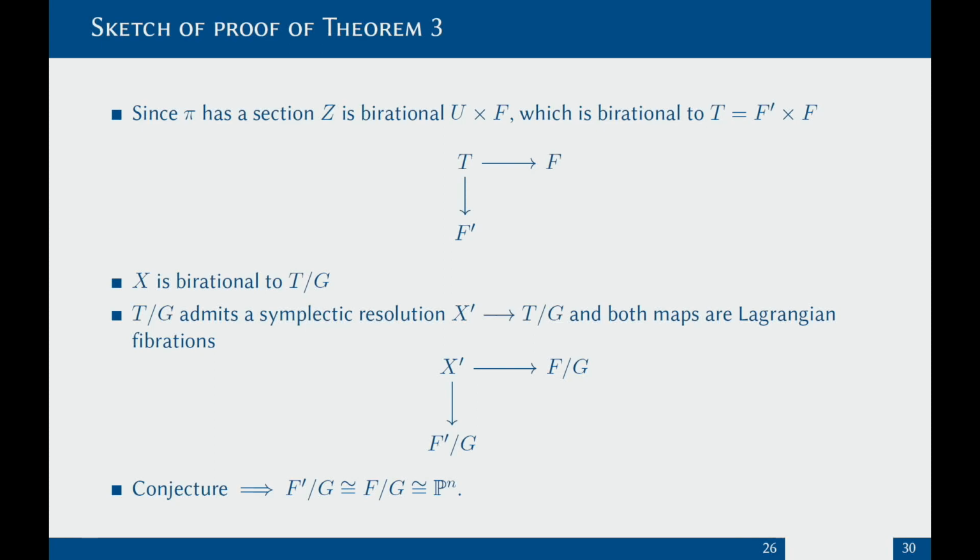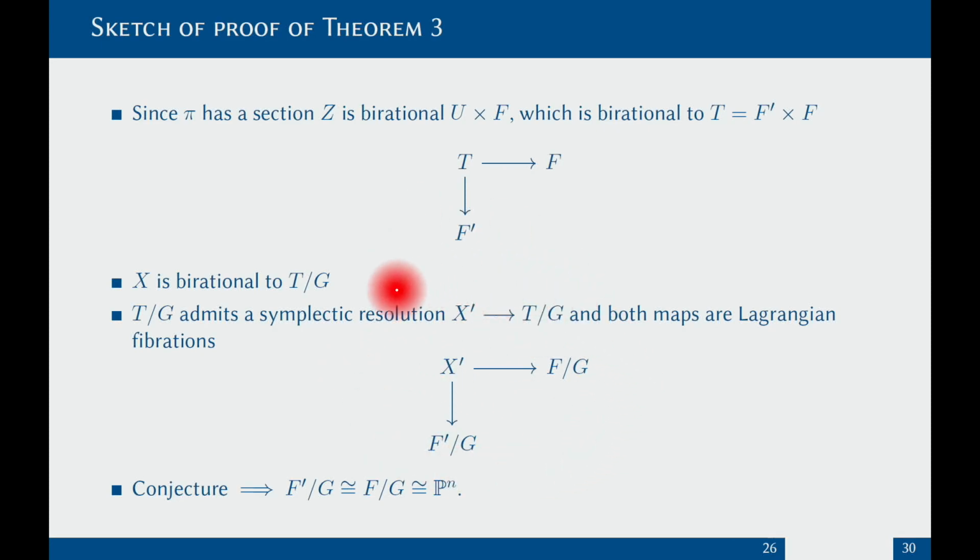In particular, x is going to be birational to the quotient of an abelian variety by a finite group. And it turns out, this requires a little bit of work, but it turns out that this quotient admits a symplectic resolution. So there's a hyper-Kähler manifold, which is birational to x, and which is a resolution of this quotient.